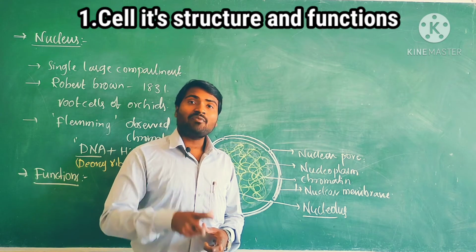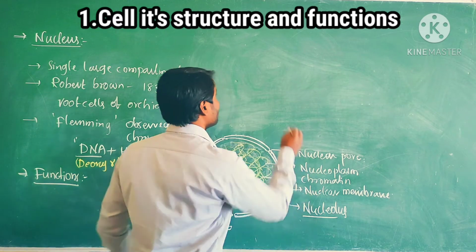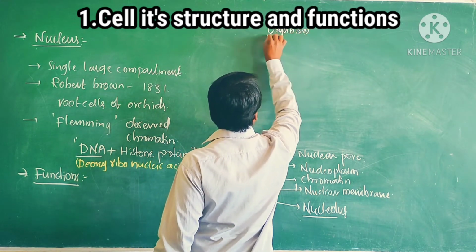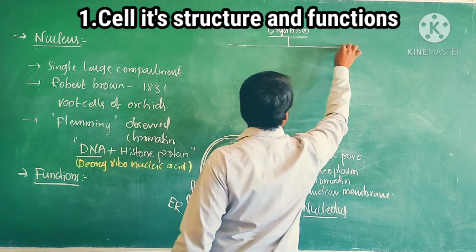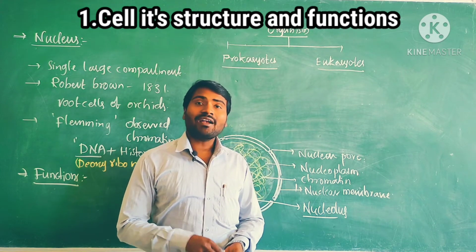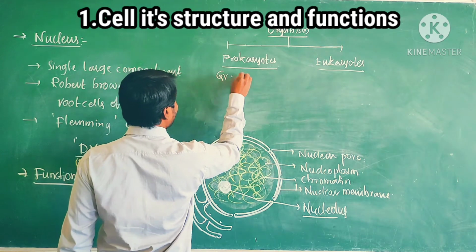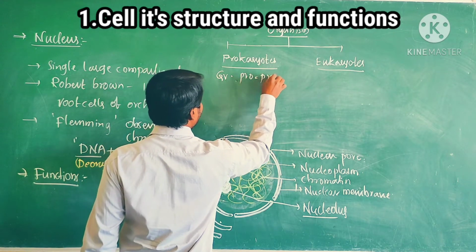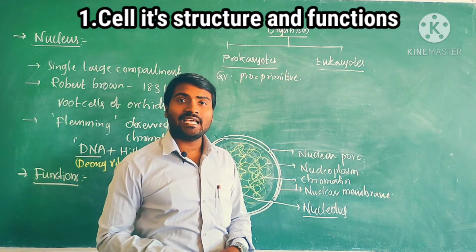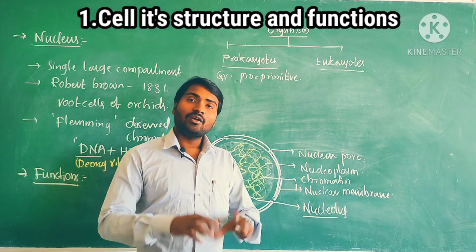Based on the type of nucleus, organisms are categorized into two types: eukaryotes and prokaryotes. What are prokaryotes? The word prokaryotes is derived from Greek. In Greek, pro means primitive. Primitive, earlier nucleus, that is, without a membrane bound nucleus. The nucleus is present without this nuclear membrane.